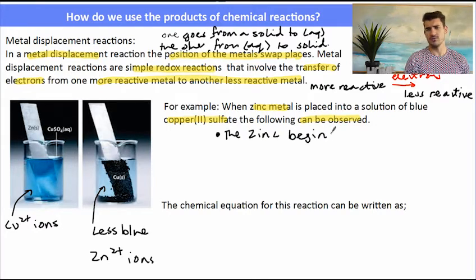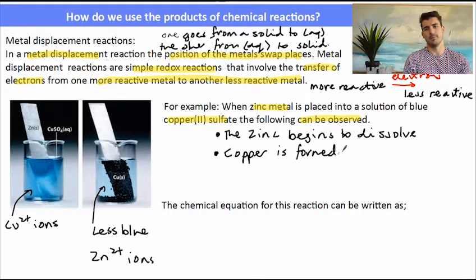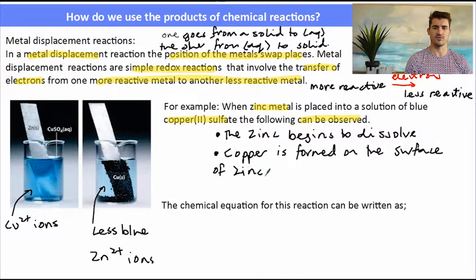The copper, you might think of it as being that nice kind of colour, but in the solution it's actually kind of like a black. If we pull the zinc out of the solution, you'll see that it does have that copper colour, but it does take a little bit of time. So the things that we can observe: the zinc begins to dissolve, the copper is formed on the surface of the zinc, and then the solution becomes colourless or less blue.